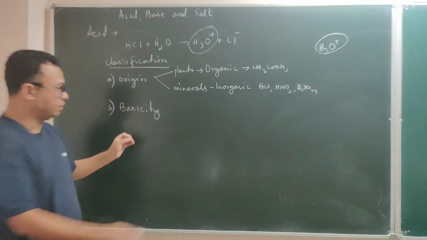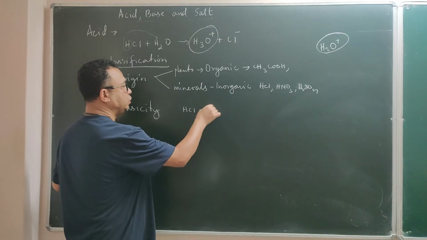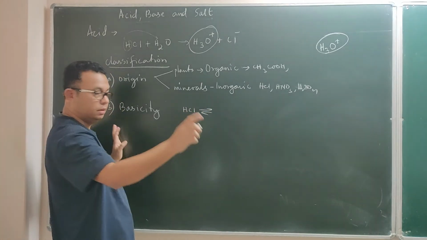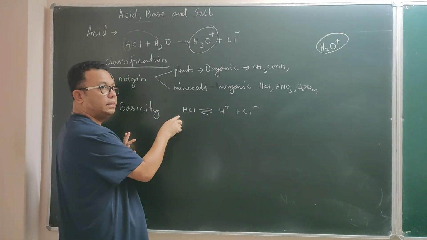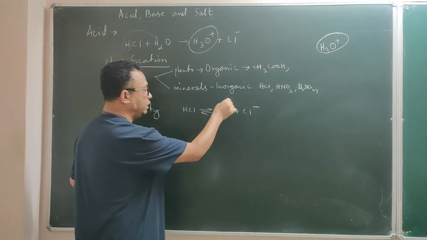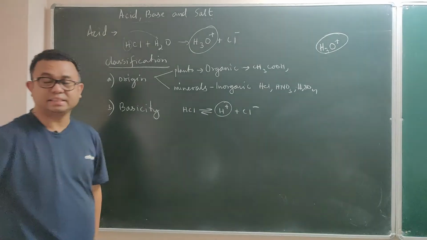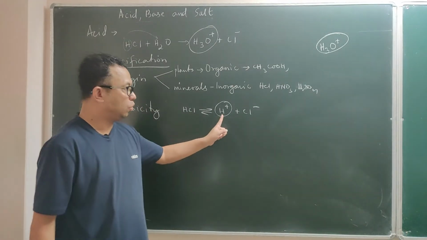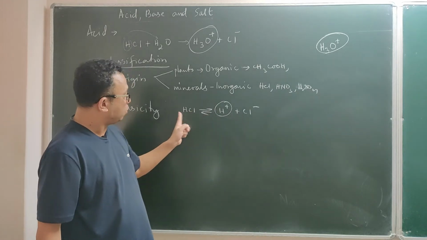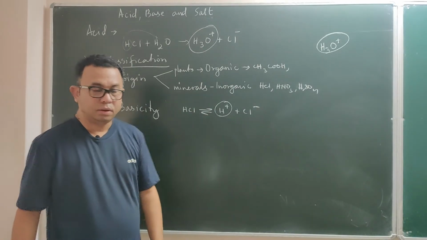So whenever an acid, for example, when HCl is dissociating, breaking into ions, it forms H plus and Cl minus. You can see one molecule of HCl is producing only one. So then we say the basicity of hydrochloric acid is 1, or we say it is a monobasic acid. Mono means one. HCl is monobasic, because for one molecule it is giving only one.